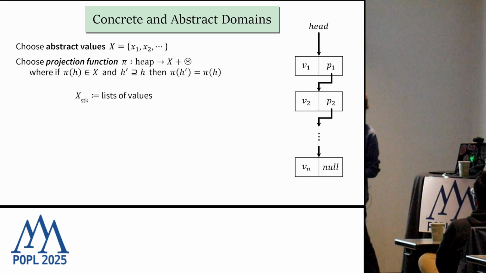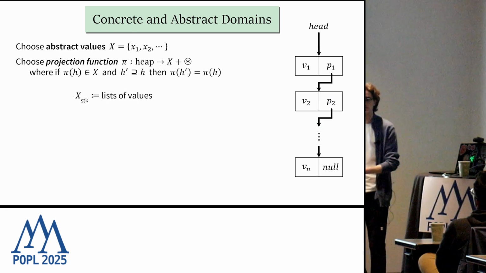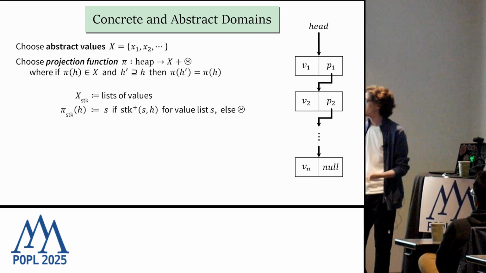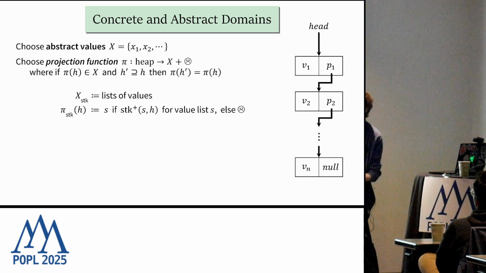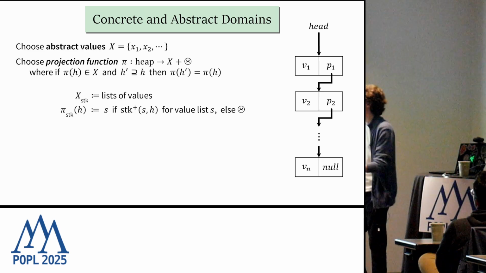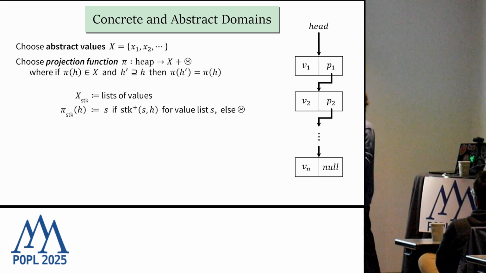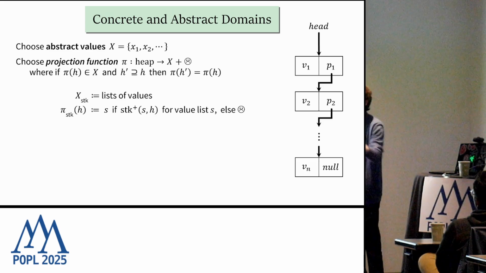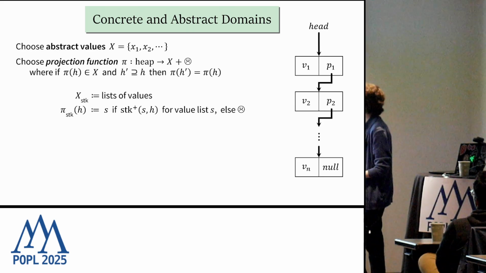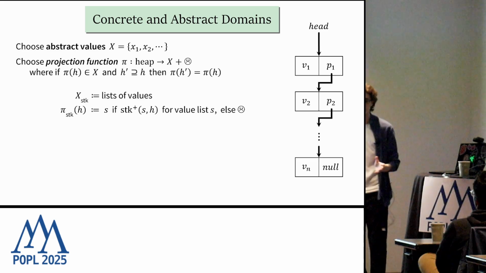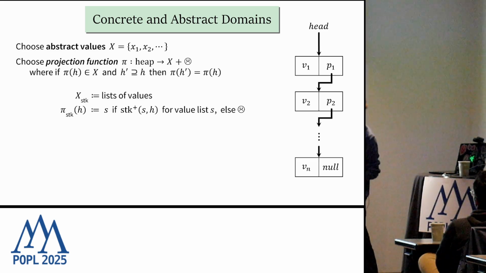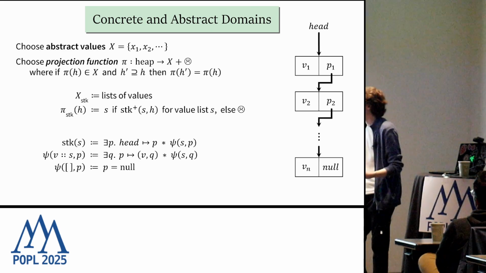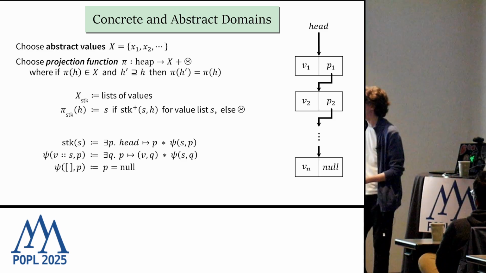So like I said, we might choose for our abstract values to be lists to represent the values inside of the stack. And then the way we might build our projection function is using some separation logic style heap predicates. We would say, all right, given a heap, map it to a list S if those values in that list correspond to the values in the stack. Otherwise, if there isn't such a list, map it to frowny face. Now the stack predicate there is doing a lot of the heavy lifting.